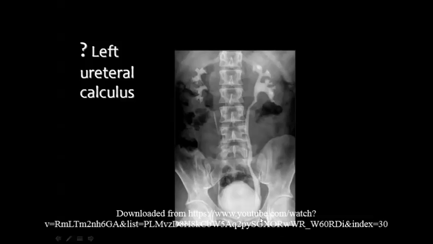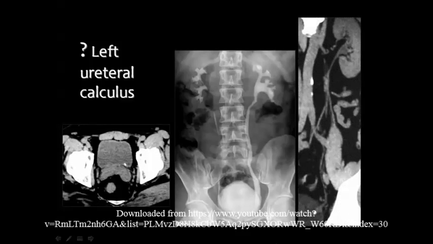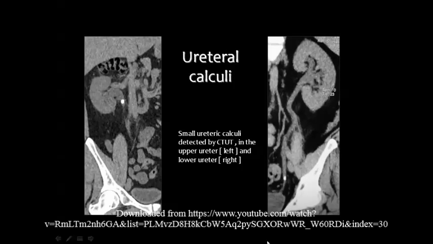Then two possibilities, either a stone in the terminal part of the ureter or a stricture in this vesico-ureteric junction. Then we may have the CT scan and we can see the stone at the vesico-ureteric junction. The reconstructed image can show the ureter along its whole course and the stone in its terminal portion. And these are two different examples by CT-UT showing ureteric stones.